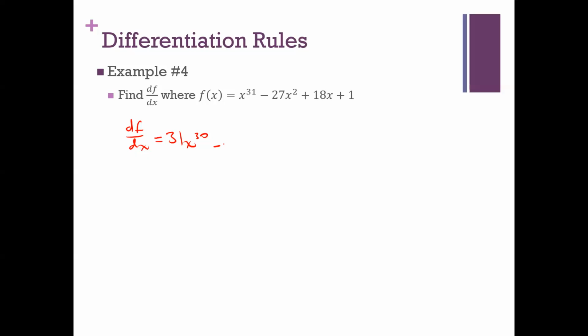Not quite 27x, 54x. Let me write it like this to start with: 27 times 2x. The constant multiple, if you want to think of it this way, you're basically ignoring the constant multiple, taking the derivative of the x term, and then multiplying it back later. And what about 18x?